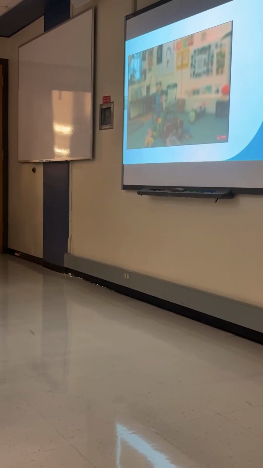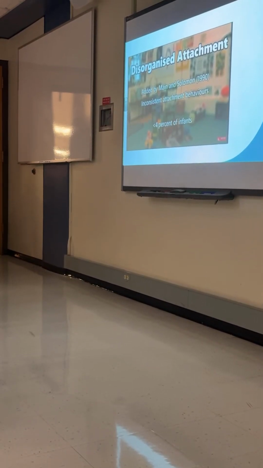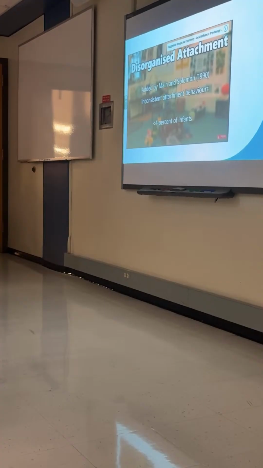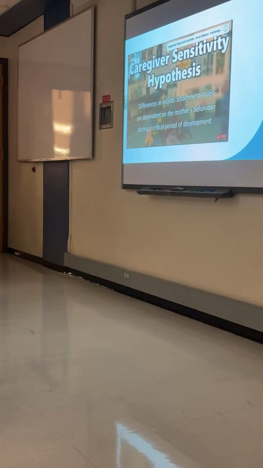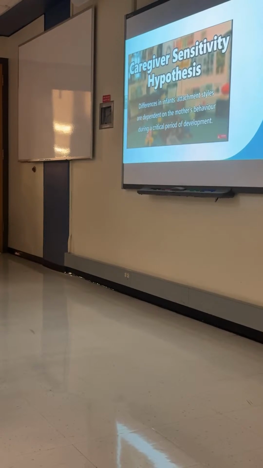In 1990, Main and Solomon added that a very small percentage were inconsistent in their behaviours and defined this attachment style as disorganised. Ainsworth's caregiver sensitivity hypothesis suggests that differences in infants' attachment styles are dependent on the mother's behaviour towards the baby during a critical period of development.